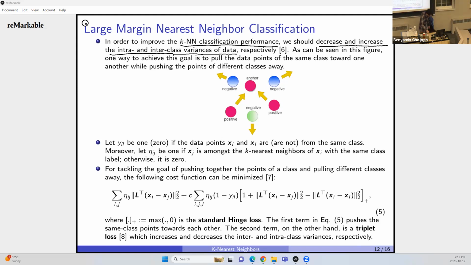So this is the idea. And as can be seen in this figure, I'm depicting the idea of decreasing the intra-class variances and increasing the inter-class variances. Consider one way to do that: we use triplets. There are several ways to do that, but one way, which is very famous, is triplets.